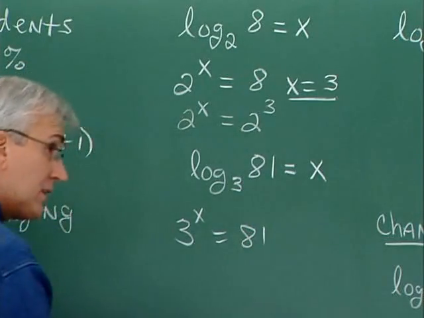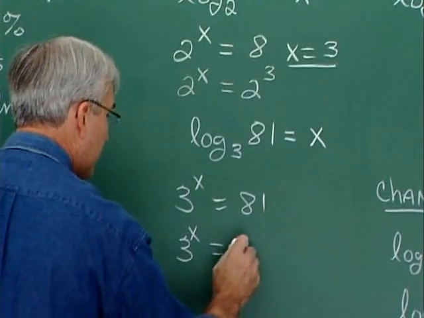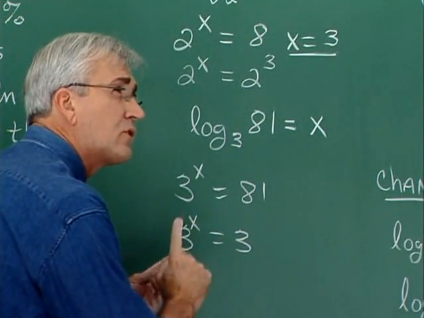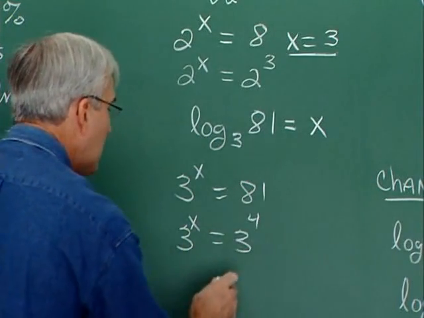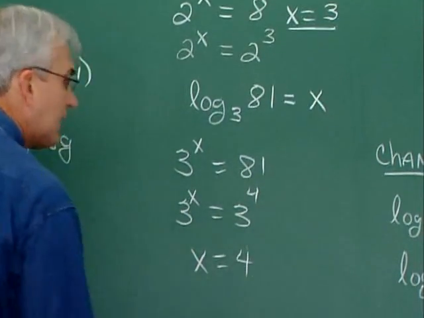Now, can we rewrite this so that the bases are alike? Sure, we can. This is 3 to the x is equal to 3 to some exponent. Let's see. 3 times 3 is 9, times 3 is 27, times 3 is 81. Oh, this is 3 to the 4th power. If the bases are alike, then set the exponents equal to one another and find an answer.